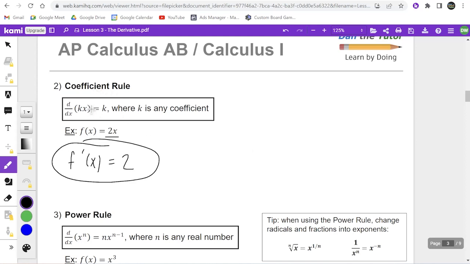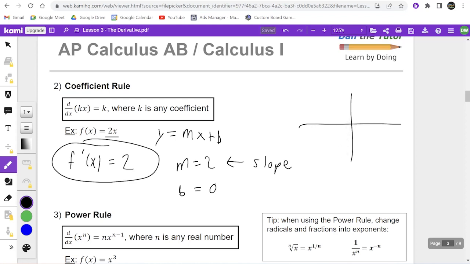Another thing worth mentioning about the coefficient rule, this looks exactly, to me, like the form y equals mx plus b, right? Because you got 2x, where that means m equals 2 and b equals 0, and you know that m equals 2 just means a slope of 2. And also, if you were to graph the function y equals 2x, it would look like a diagonal line like that with a slope of 2. Any questions so far on the first 2 rules?